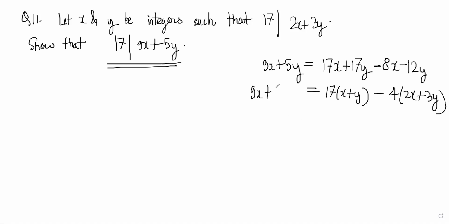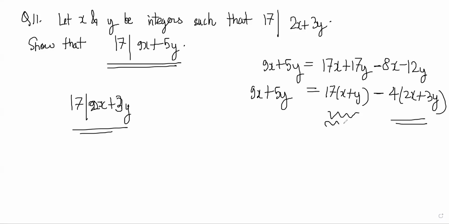So you have 9x plus 5y is equal to this, and now we know 17 divides 2x plus 3y. Since 17 divides 2x plus 3y, we know 17 divides this part of the expression, and anyway 17 divides the first part of the expression. So it follows immediately that 17 divides 9x plus 5y.